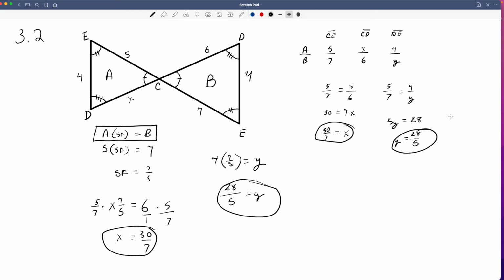Same value, just both of them in different ways. So it depends on how the triangle is set up, how you see it, what makes the most sense to you, right? And then that's the method you use. So let's try another one.